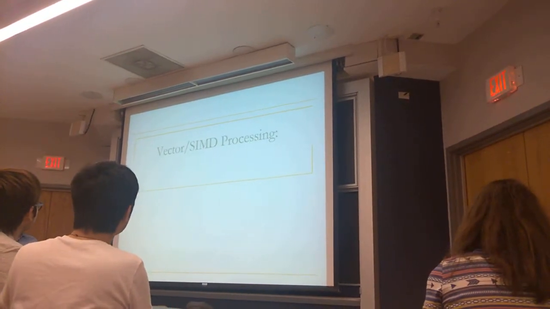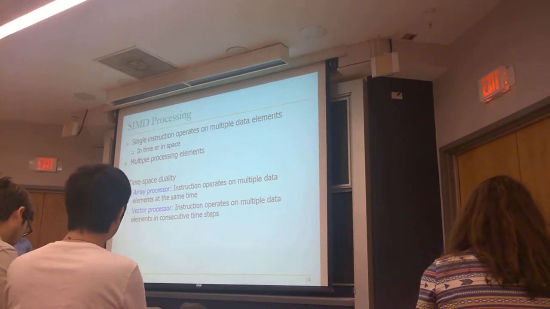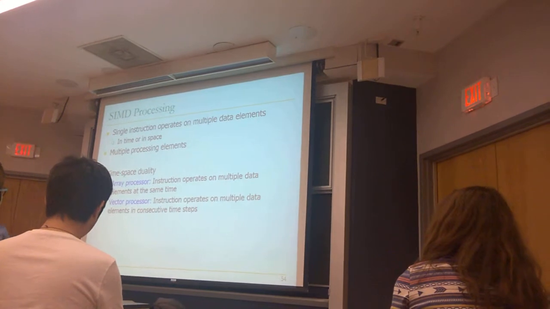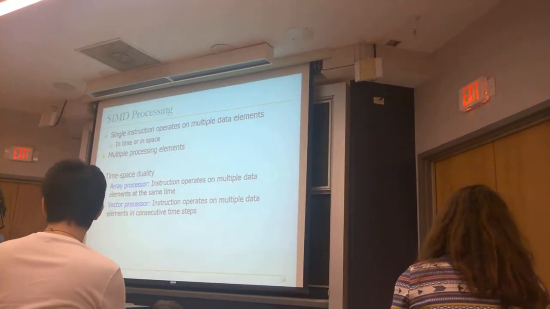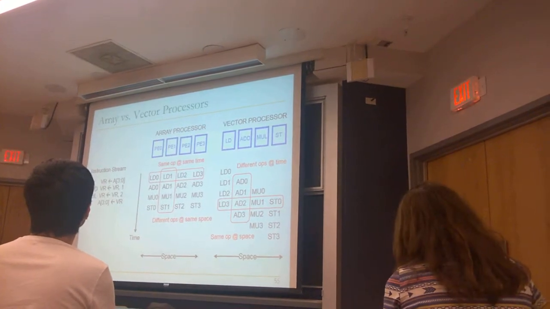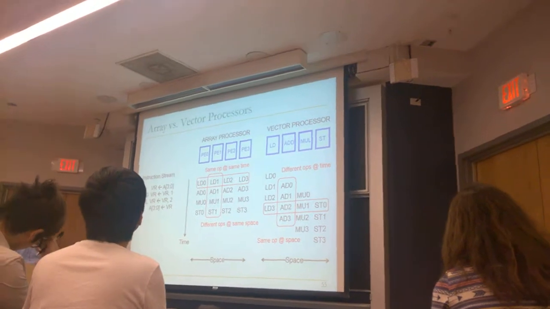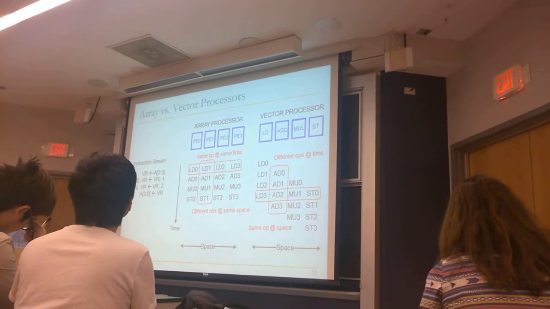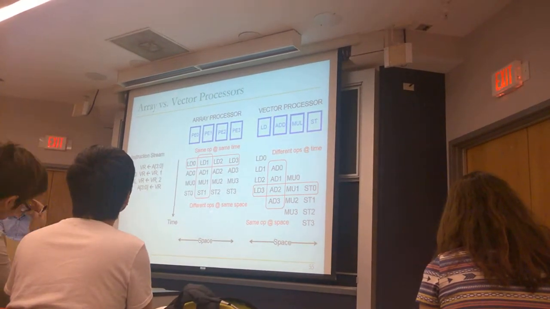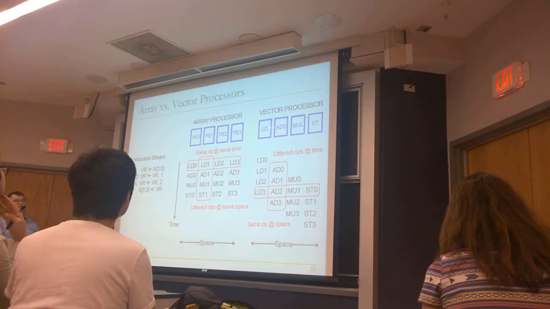The last one is the vector processor and the SIMD processing. In SIMD processing, we introduce two kinds of design. One is the array processor, the other is the vector processor. For the array processor, at the same time, it will have the same operation, and at different locations it will have different operations, which is opposite to the vector processor.